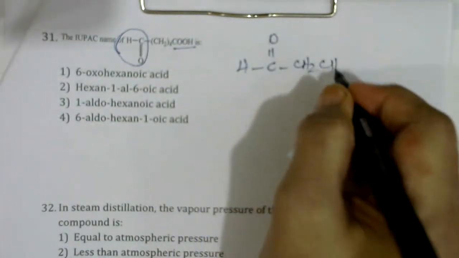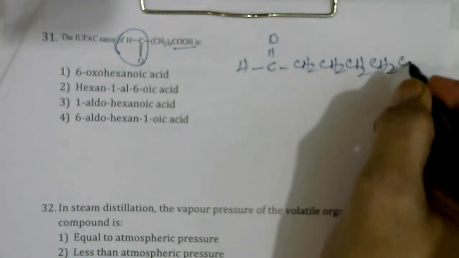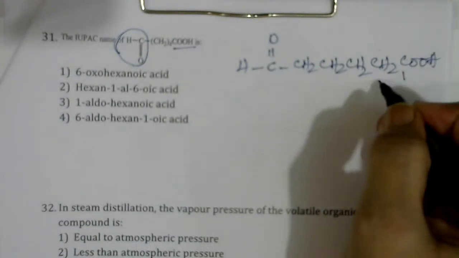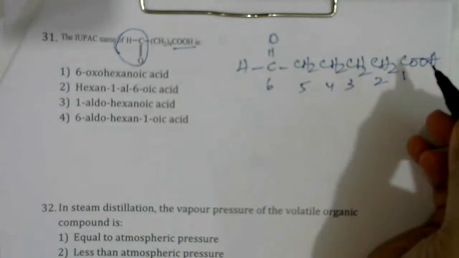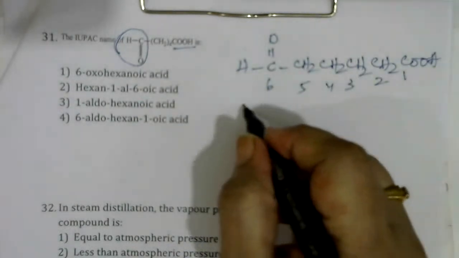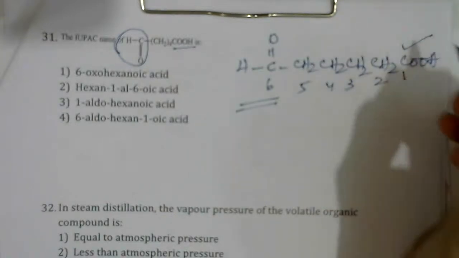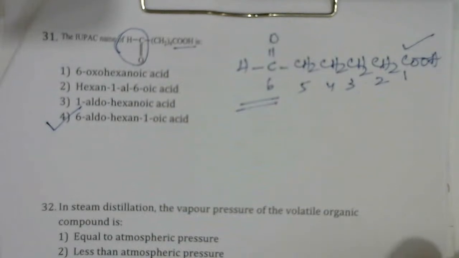CH2 four times, 1, 2, 3, 4. Okay, COOH. This will be carbon atom number 1, 2, 3, 4, 5, and 6. Correct? The sixth carbon atom is aldo. Hexane-1-oic acid. Therefore, the option is what, children? Fourth option.